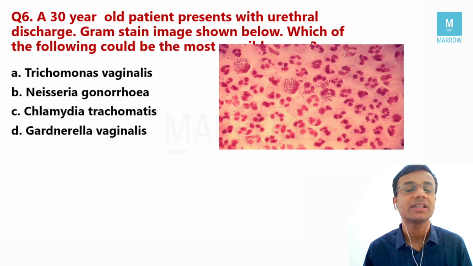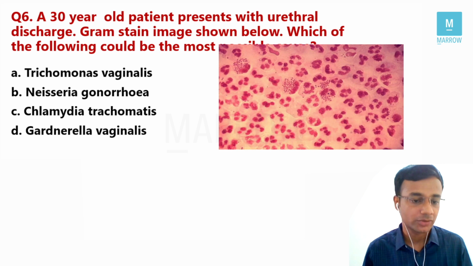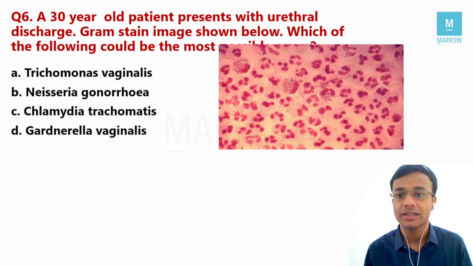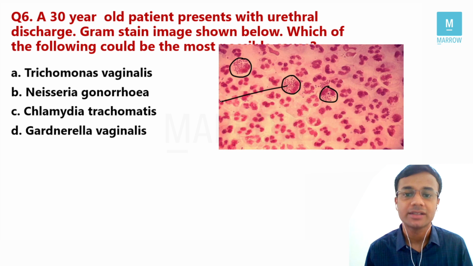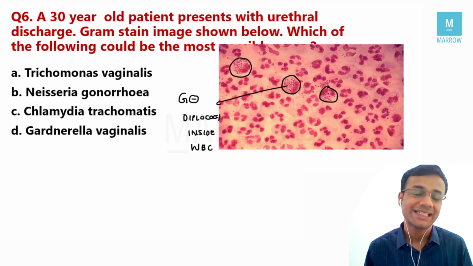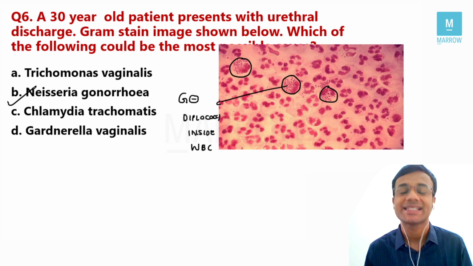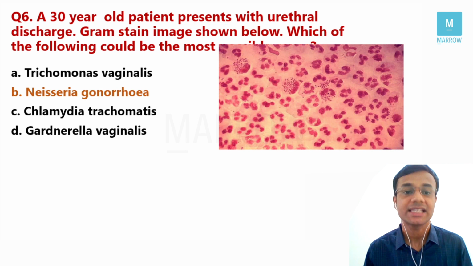Now look at the next question, the fourth question from STD. A 30-year-old male patient presents with urethral discharge. Gram stain is shown. Which of the following could be the most likely diagnosis? What is shown here is a lot of neutrophils, and inside the neutrophils you see gram-negative diplococci. They are intracellular, inside the WBC. So that goes in favor of Neisseria gonorrhoeae, and that's why the correct answer here is Neisseria gonorrhoeae.